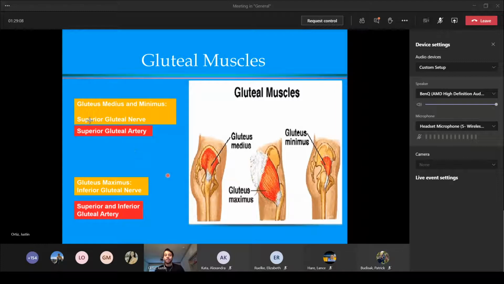And in regards to the arterial supply, remember the gluteus maximus is a ginormous muscle, so it gets arterial supply from the superior and inferior gluteal arteries. Gluteus minimus and gluteus medius are pretty high up, which makes sense why they only get the superior gluteal artery. If you know where these muscles are located and where the arterial supplies go, it should make more sense as to which ones are doing what.